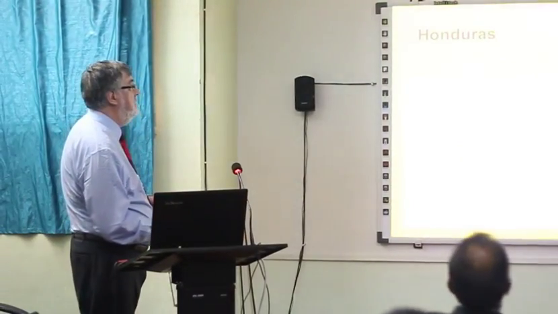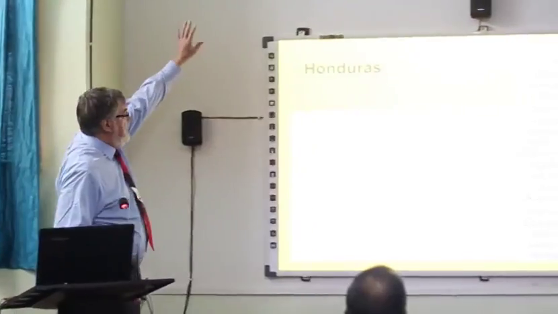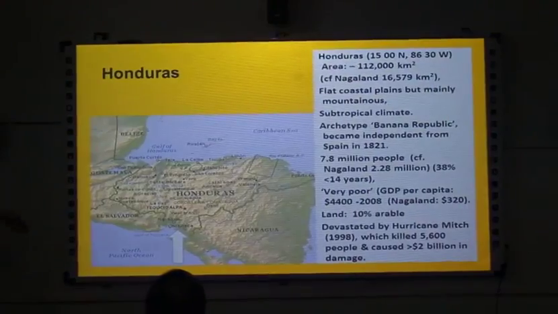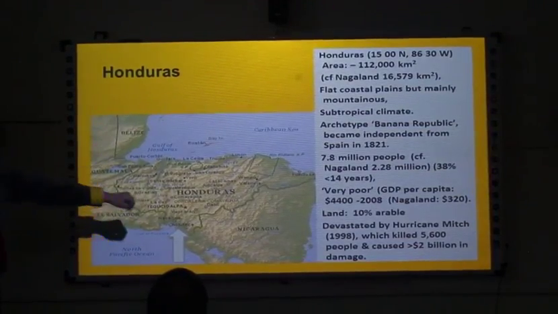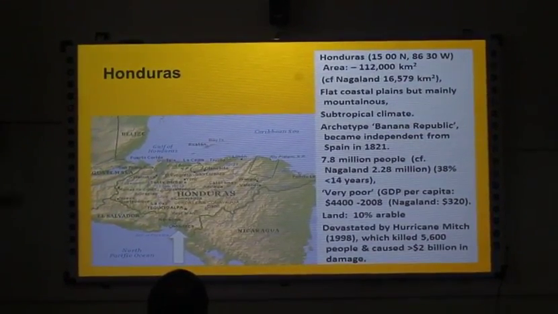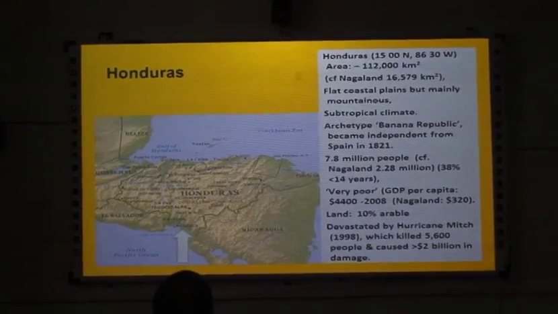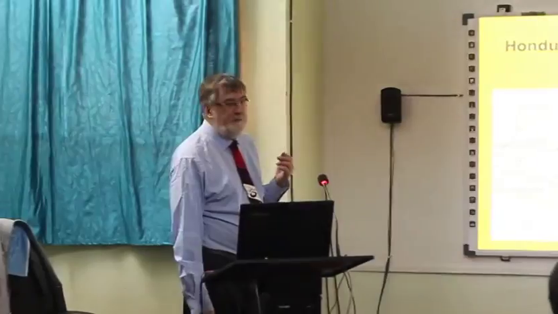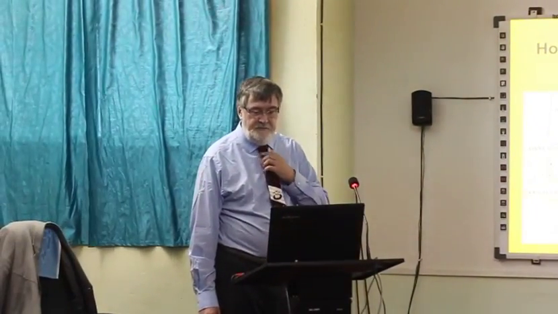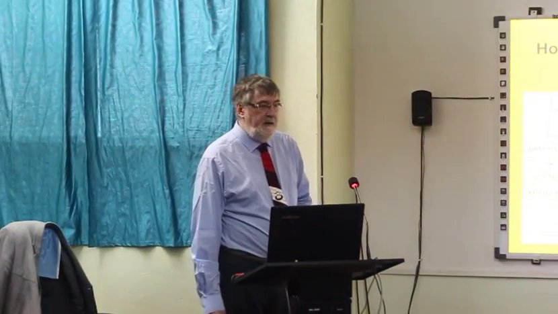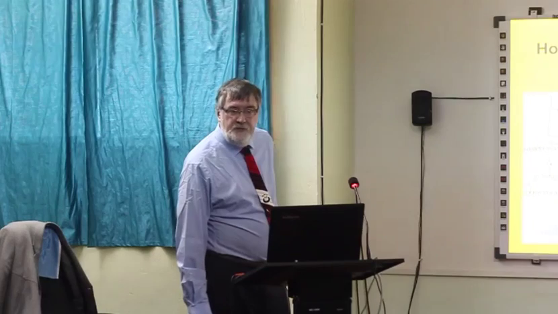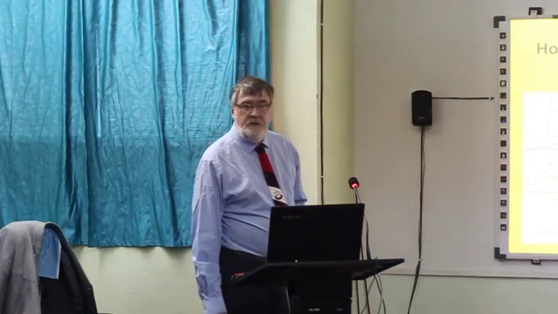Here we are, Honduras. We've got Mexico up there, and America, and the United States; neighbours are El Salvador, Belize, Guatemala, and Nicaragua. And stuck in the middle, the poorest country of this group, Honduras. It's got flat coastal plains, but like here, it's mainly mountainous. Like here, it's got a subtropical climate. But unlike here, it has no cultural depth, no roots. It's an archetype we call the Banana Republic, because basically the economy is based on producing bananas. It became independent from Spain, and the big difference from here to there is lack of social cohesion and organisation.